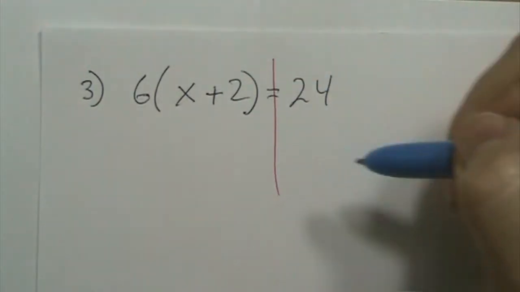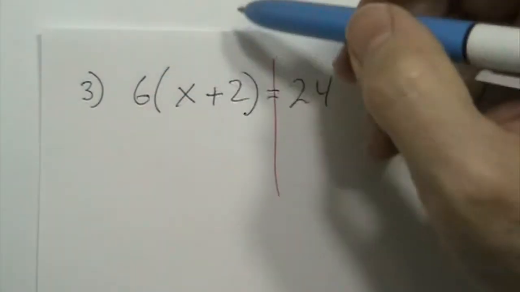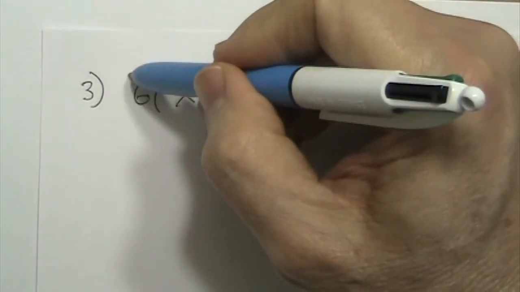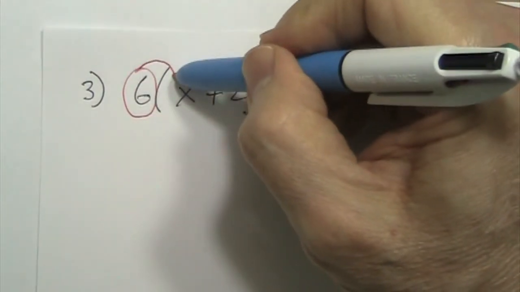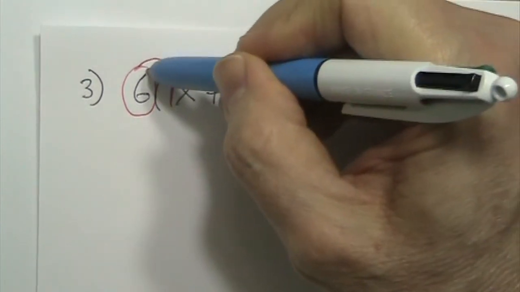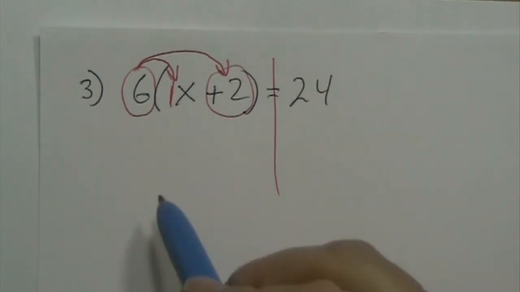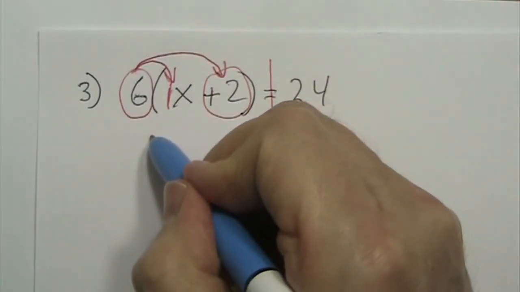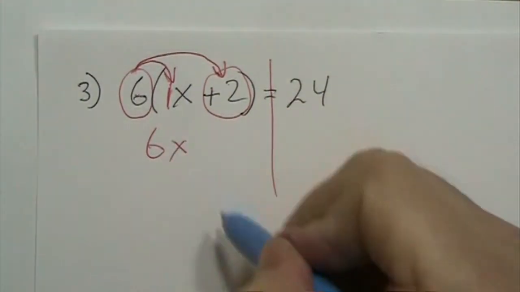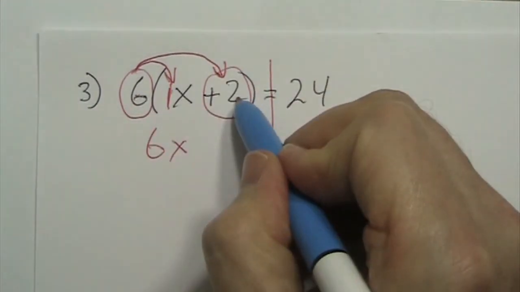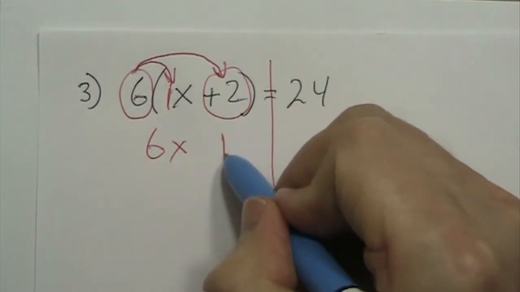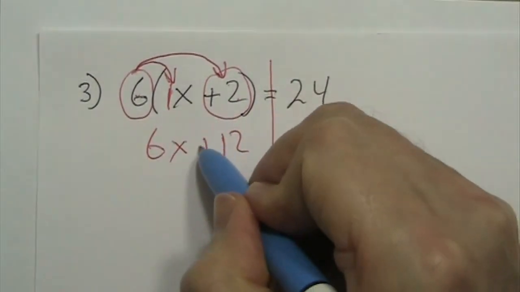Okay, let's see. We have an equation. We have two sides. We're going to have to do distributive property. Outside times each number, that's a 1, inside. Okay, 6 times 1 is 6x. 6 times 2 is 12. And they're both positive.